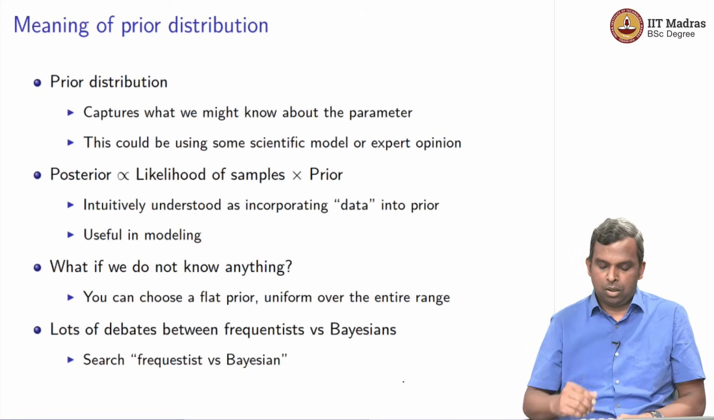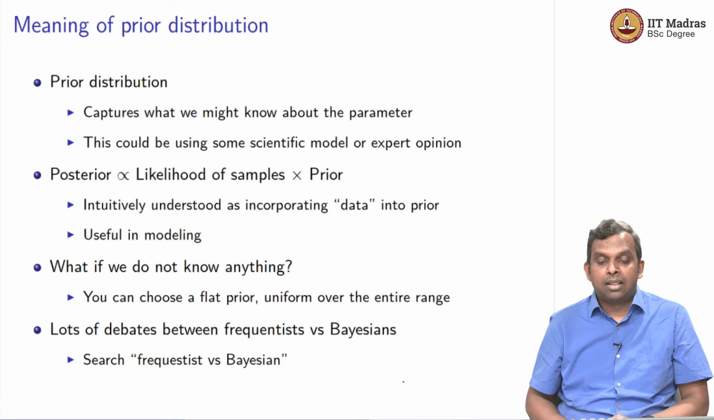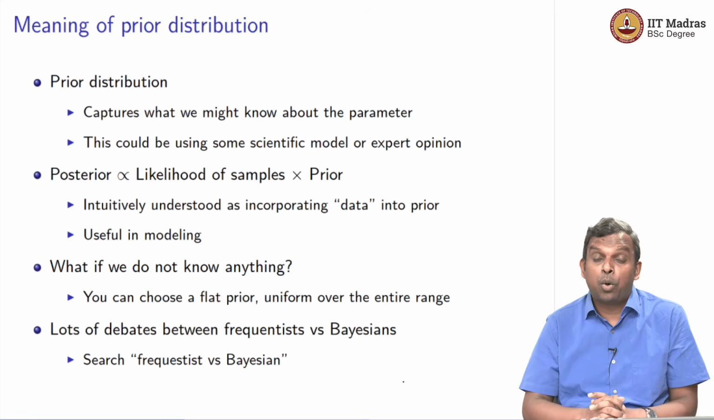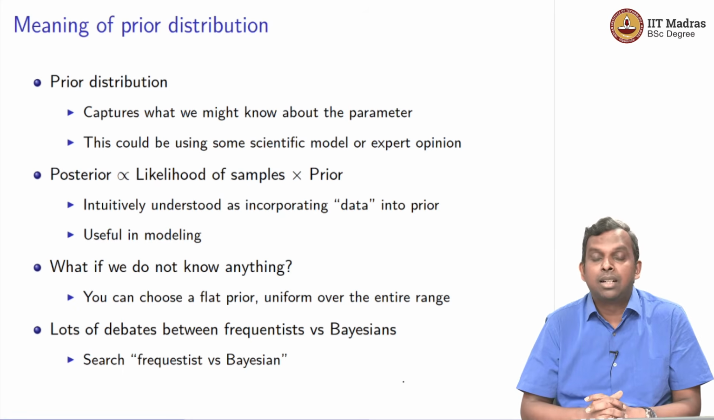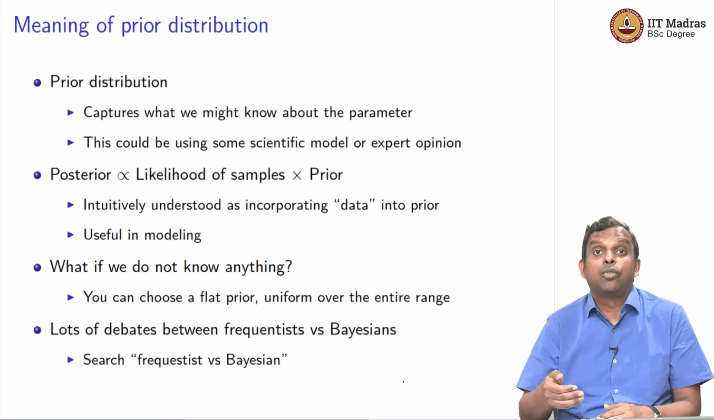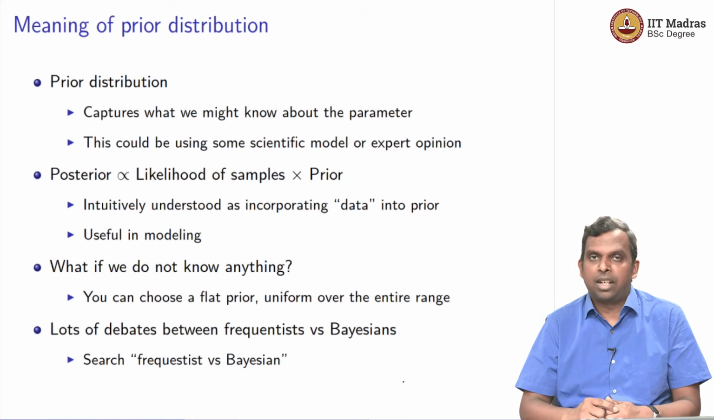Okay, so that's a quick summary of the Bayesian setting, and we'll close this lecture at this point. Hopefully, the philosophy of how to come up with Bayesian estimation is clear. We're going to see a few examples of how to come up with priors and how to do Bayesian estimation in the next lecture. Thank you.